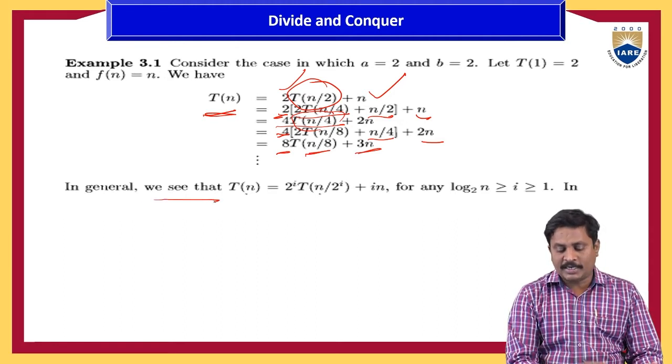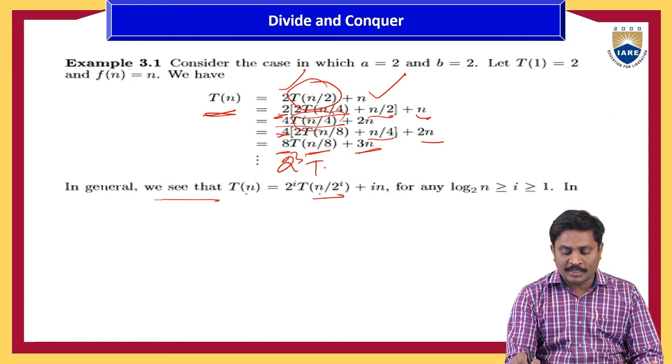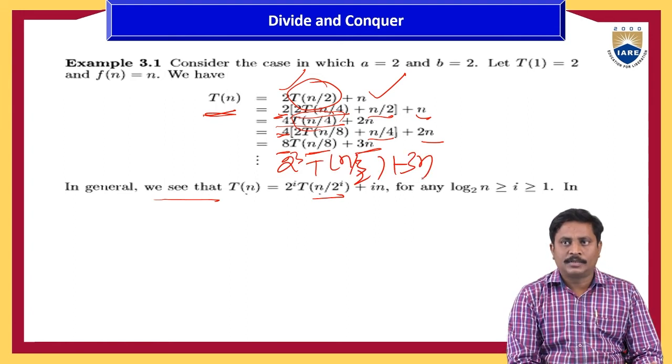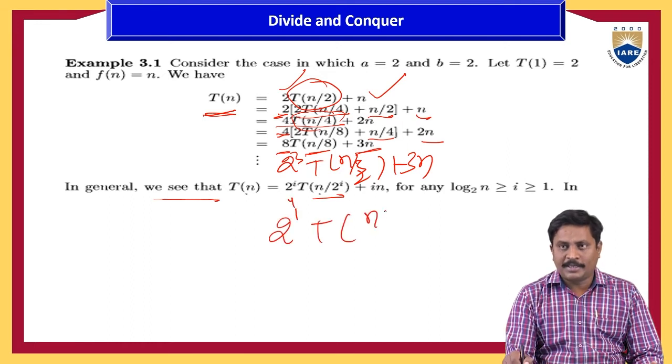In general, we see that we are repeating this i times. We get 2 power i here. 8 can be written as 2 cube, T of n by 2 cube plus 3n. In place of 3 times repeats, we get 2 cube. Suppose we are repeating i times, we get 2 power i T of n by 2 power i plus i n.